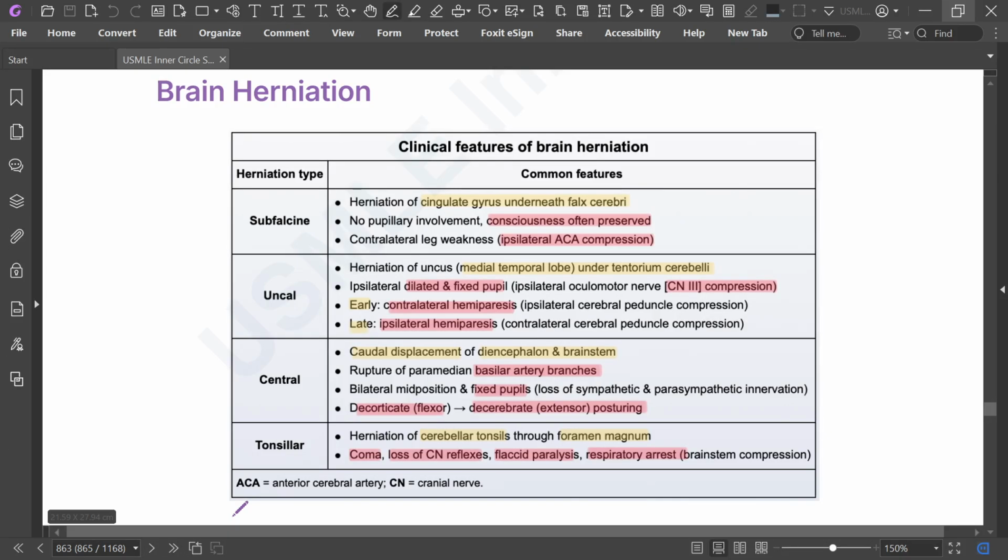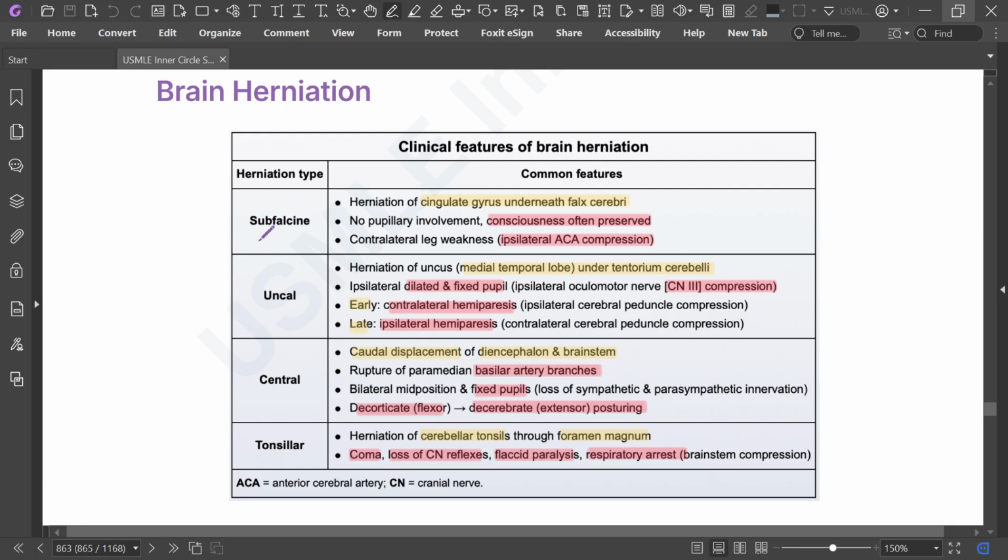Assalamu alaikum. Let's dive into a very high-yield topic called brain herniation. The herniation types are subfalcine herniation, uncal herniation, central herniation, and tonsillar herniation.